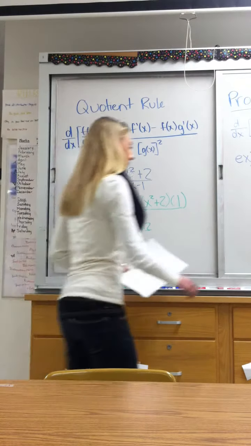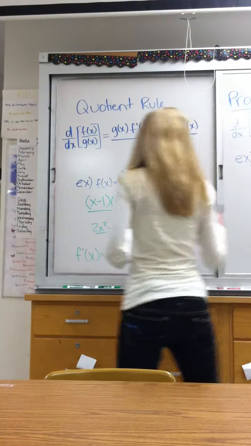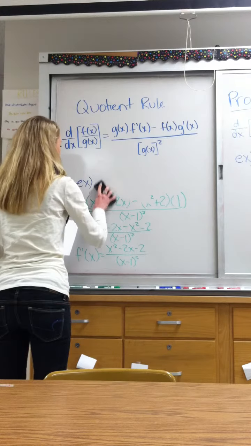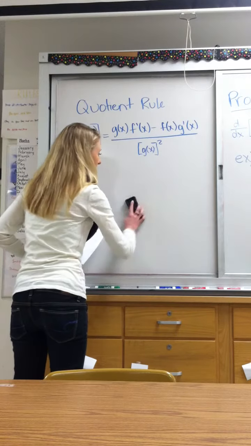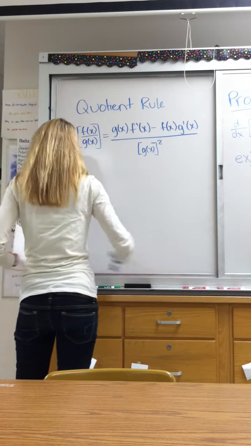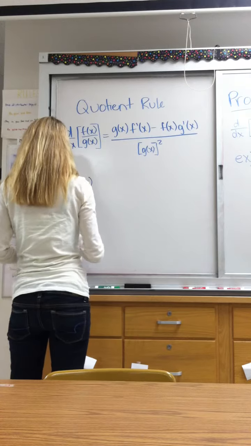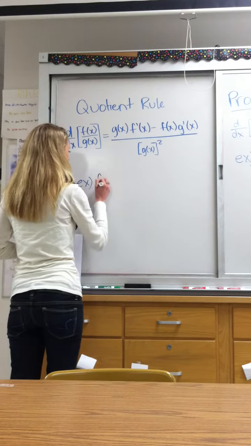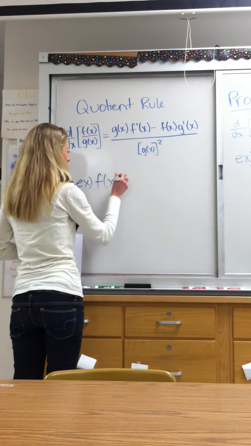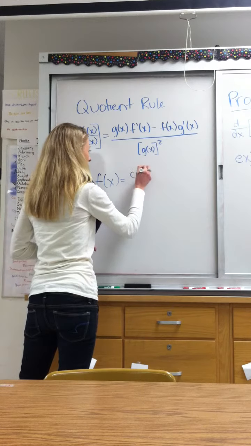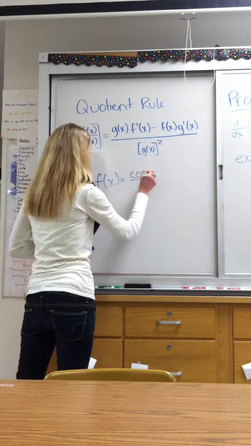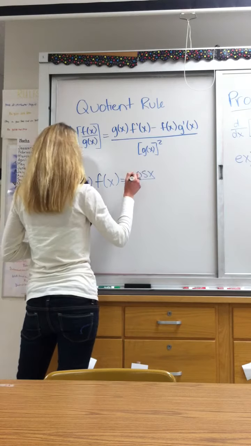So our next example includes trig, but it's still the same concept as before. We have f of x equals cosine of x over 2x.